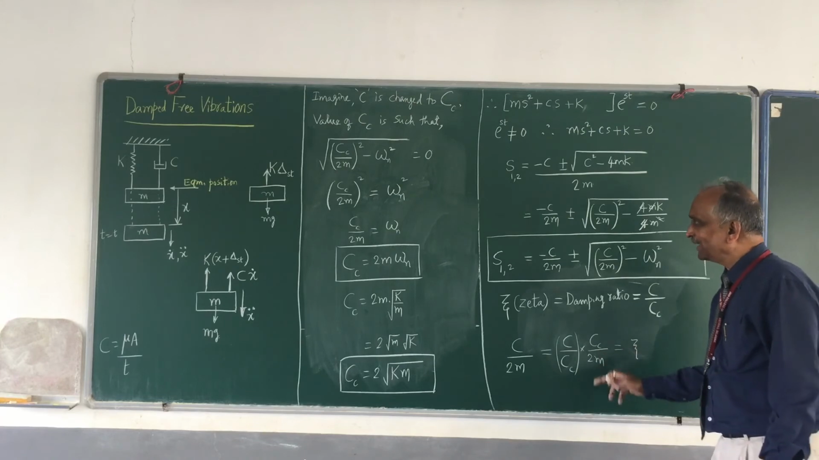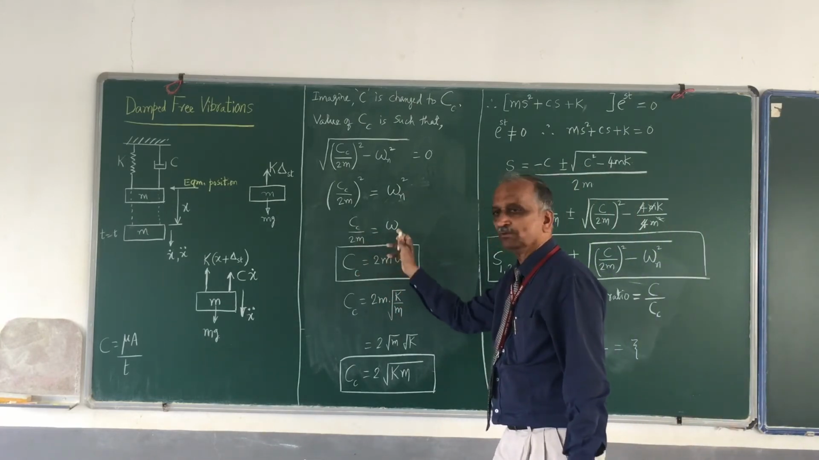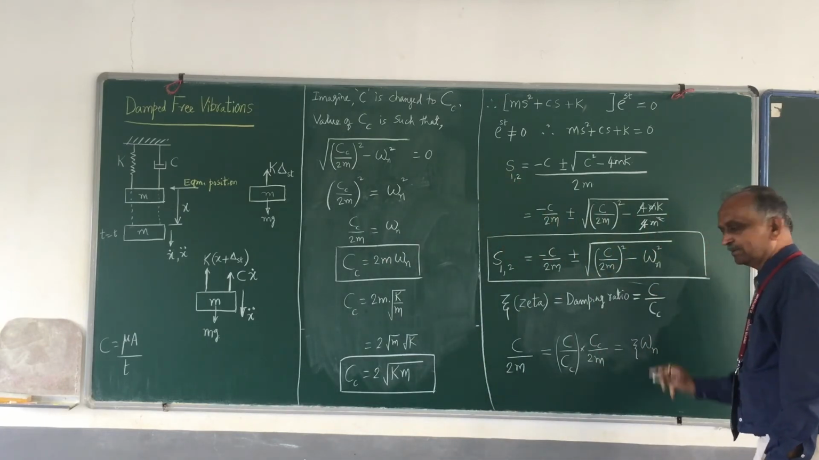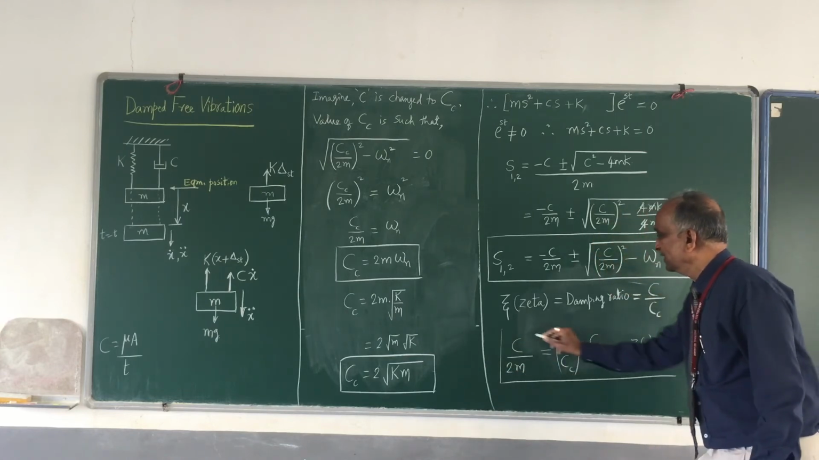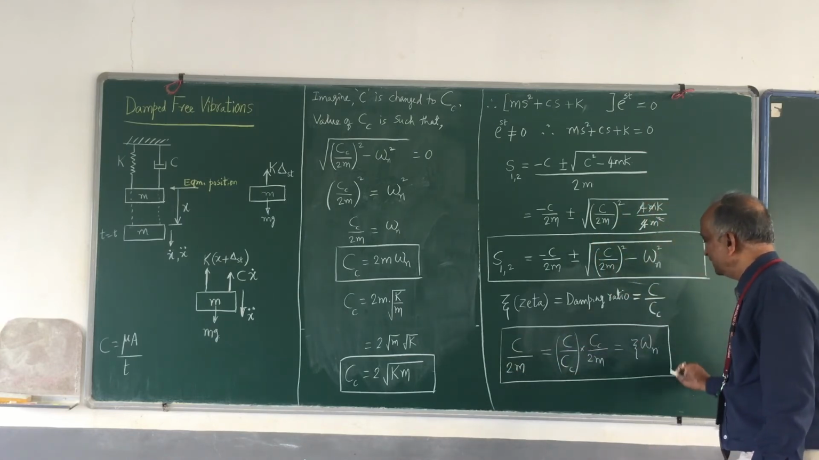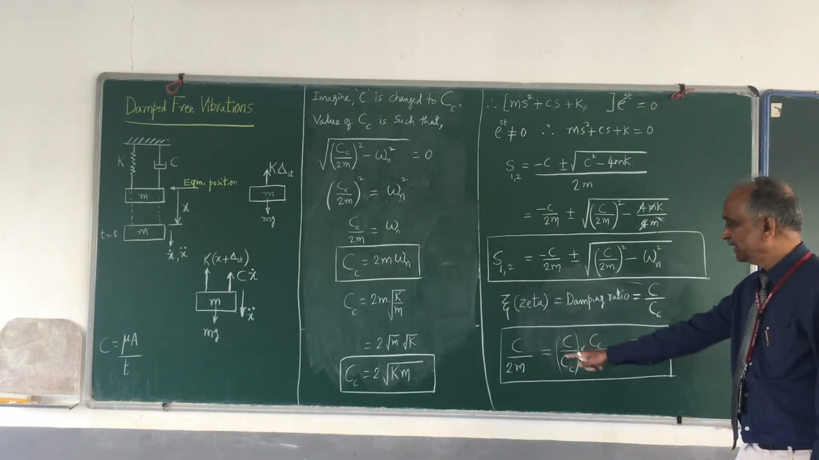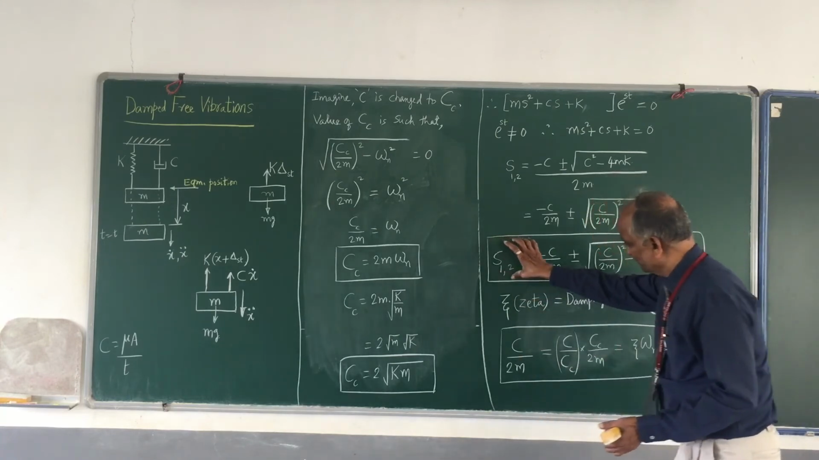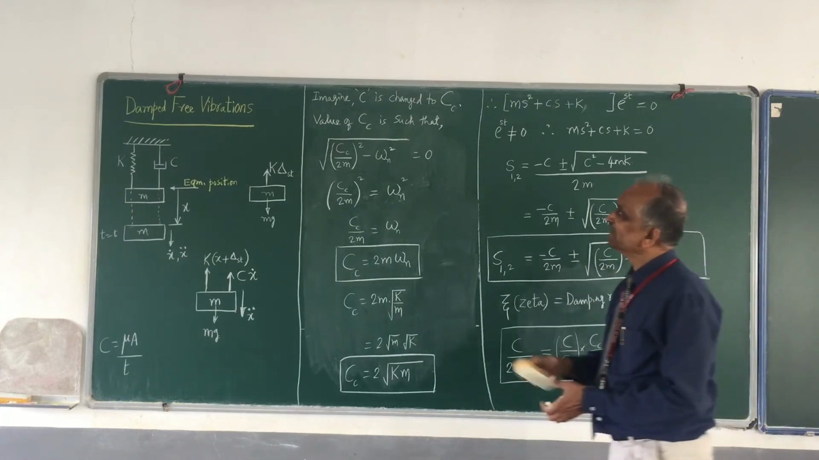And what is Cc by 2m? Cc by 2m is omega n. So that means wherever C by 2m is there, I can replace it by zeta into omega n. Wherever means here, I have it here and I also have it here, and simplify this.